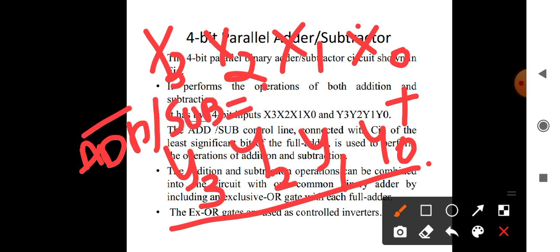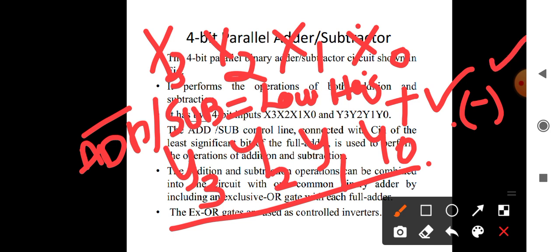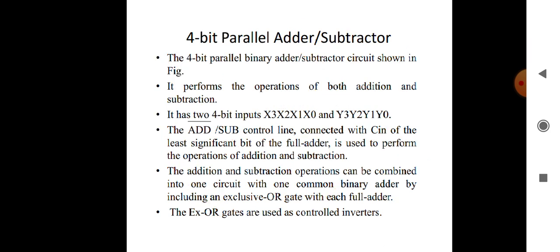When this is low, we perform addition. When this is high, we perform subtraction. We will see this in detail. It performs the operation of both addition and subtraction. So it has two 4-bit inputs, x3, x2, x1, x0 and y3, y2, y1, y0.